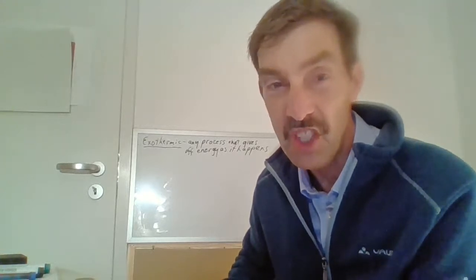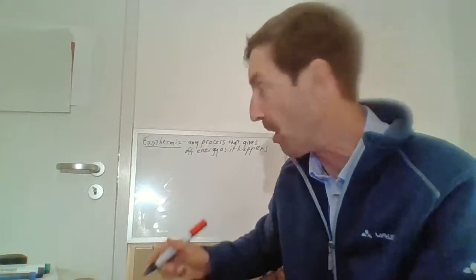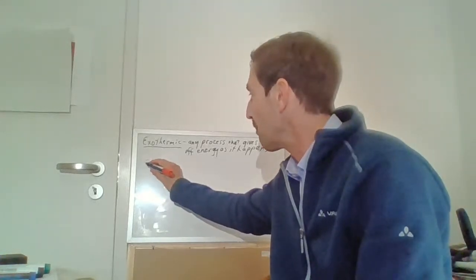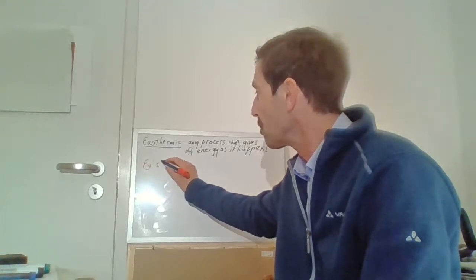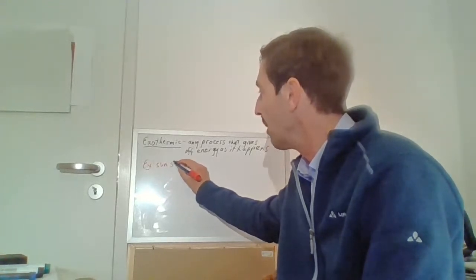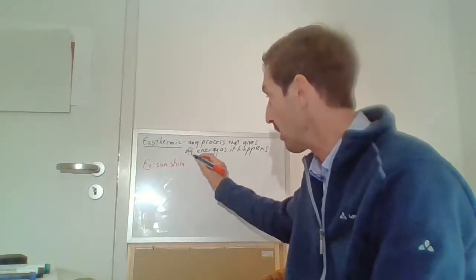Okay, Marino writes the sun. Yeah, the sun shining gives off energy. You're going to learn how in 9th grade. So let's do some examples here. Big EX. I'll write from Marino, the sun, and I'll say shining. So we know what we're talking about. That is exothermic. Marino has it.